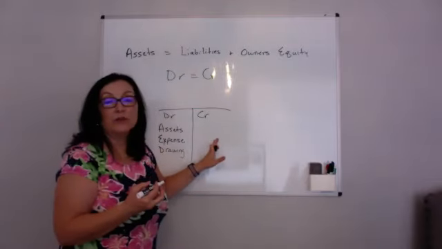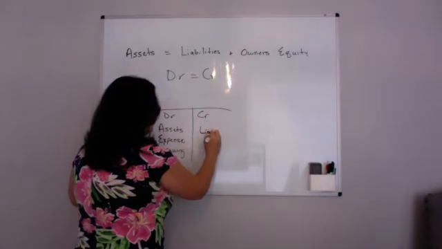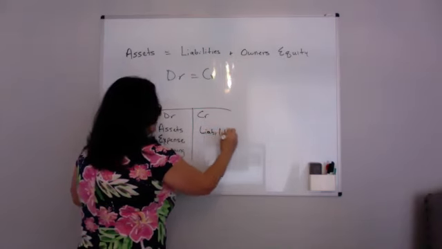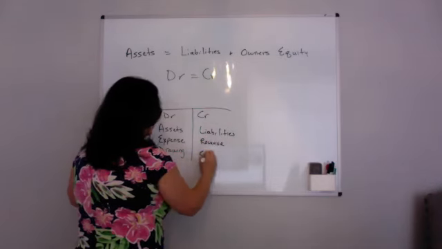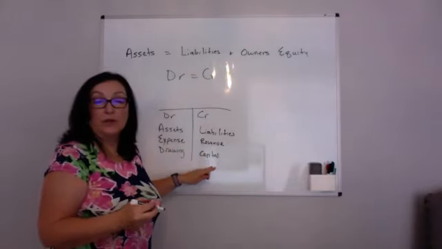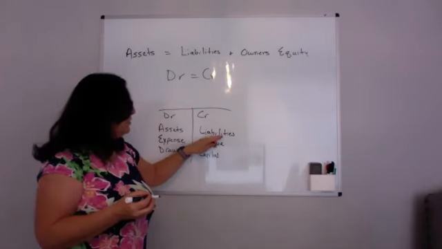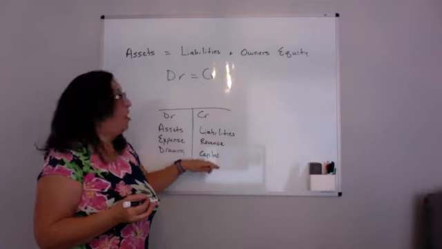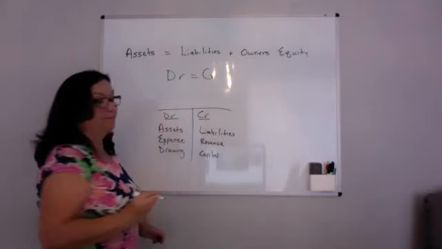The accounts that are increased with a credit are liabilities, revenue, and capital. Capital is the account that the owner's investment in the business is recorded. So liabilities, revenue, and capital are all increased with a credit.